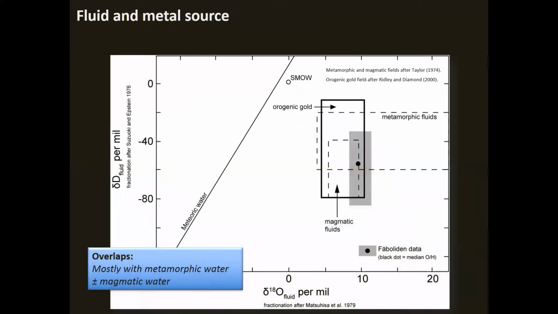So we plot our data and compare this to typical magmatic fluids and typical metamorphic fluids. So the Fäboliden data is in the gray shaded area here, with the black dot being the median of the oxygen and hydrogen isotope values. And we see, as one many times does in isotope studies, that we overlap both the metamorphic fluid and the magmatic fluid, even though the metamorphic overlap is stronger.